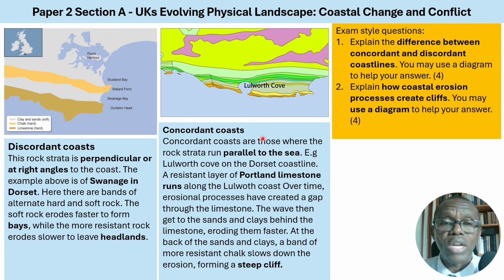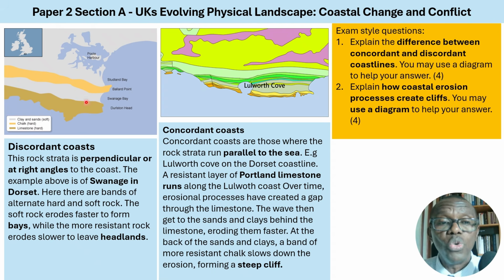Okay, so what kind of questions are you likely to get for this particular information? Number one, explain the difference between concordant and discordant coastlines. You may use a diagram to help your answer. Now that is 4 marks.